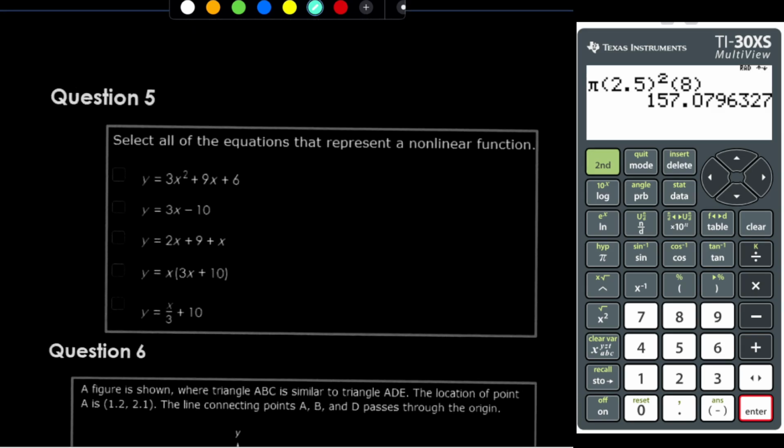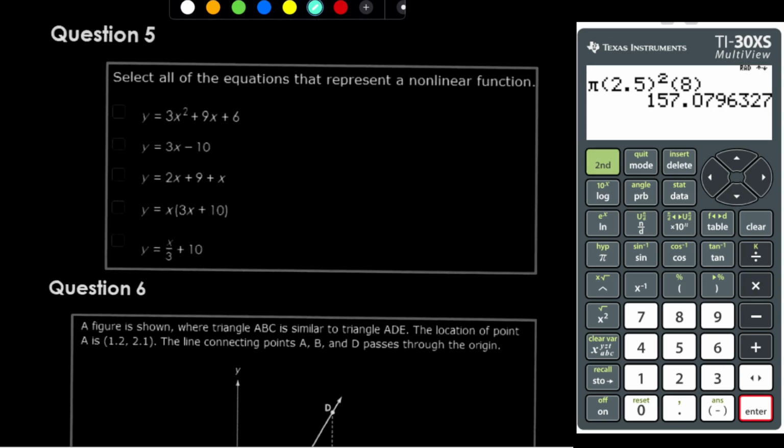All right. Question 5. Select all the equations that represent a nonlinear function. And they give you 5 different equations here. Now, first thing, select all. Select all usually means more than one correct answer. I'm not saying there's a situation ever where there's only one correct answer, but I would say probably 19 times out of 20, it's going to be more than one correct answer. Okay. So let's go into this thinking that we're going to have more than one correct answer.